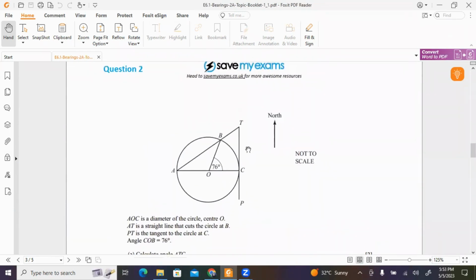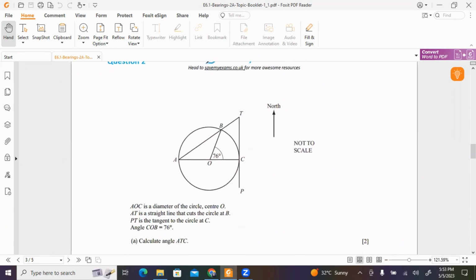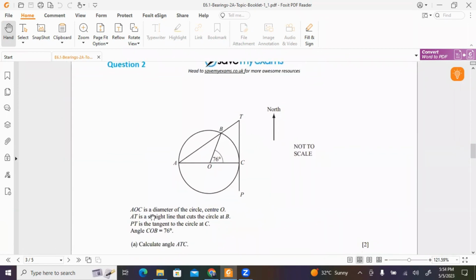If we look at question number two, it says AOC is the diameter of the circle, center O. AT is a straight line that cuts the circle at B. PT is the tangent to the circle at C. Angle COB equals 76. Calculate the angle ATC.